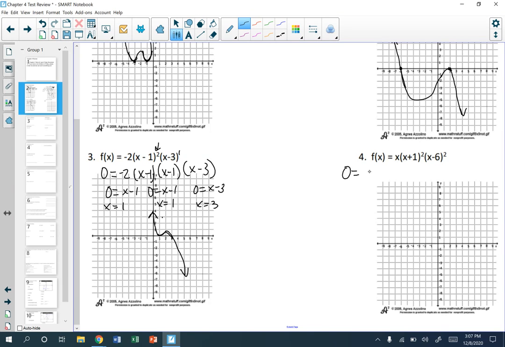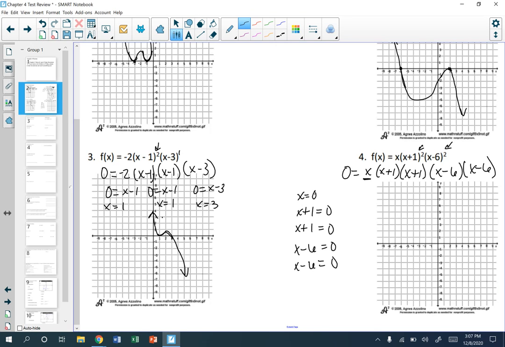Okay. Again, same process here. I'm setting this equal to 0. I'm going to rewrite this and this. Set each term equal to 0. A lot of times we'll forget about that x there, but don't forget about it. x = 0. I have x + 1 = 0, x + 1 = 0, x - 6, x - 6. Again, I'm going to solve for x on all of these. That one's already solved for x. Here I have x = -1, x = -1, x = 6, x = 6.